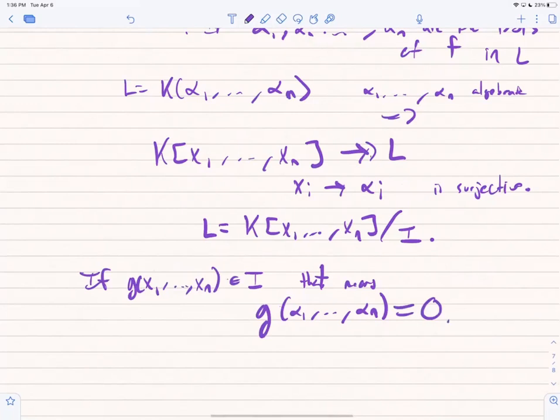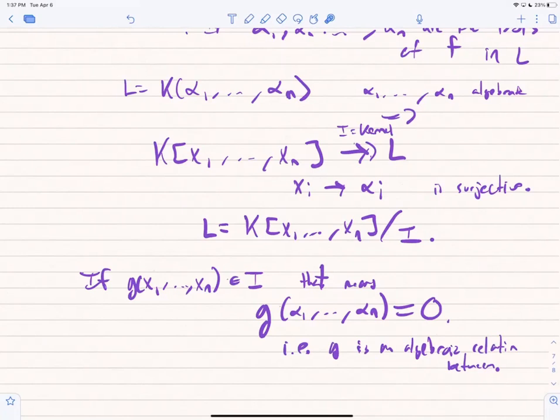So I is just the kernel of this map, which sends xi to alpha i. That exactly means if g is in I, then g of alpha 1 through alpha n is equal to 0. But that's saying g is an algebraic relation between the roots. So this is really what I mean by an algebraic relation between the roots: some polynomial in n variables with coefficients in the base field such that when I plug in these roots, I get 0.